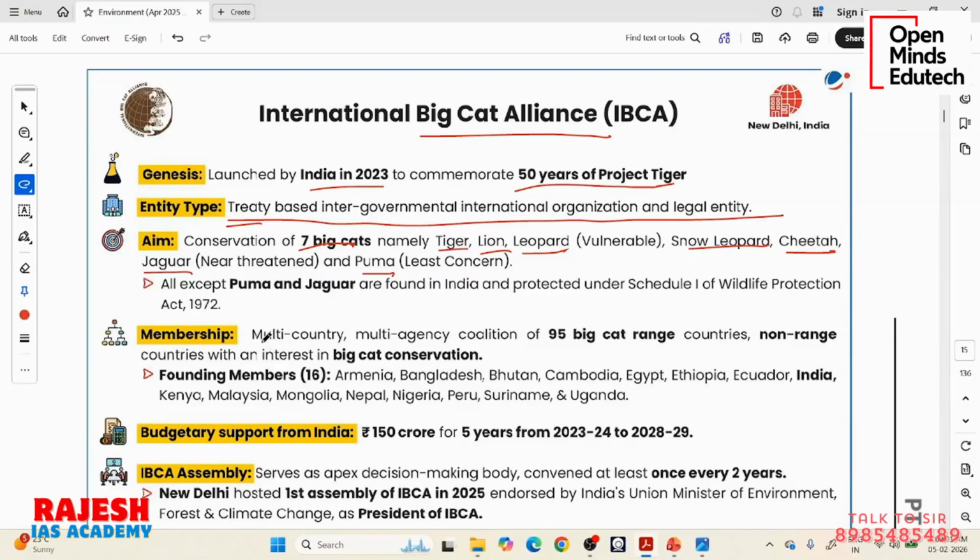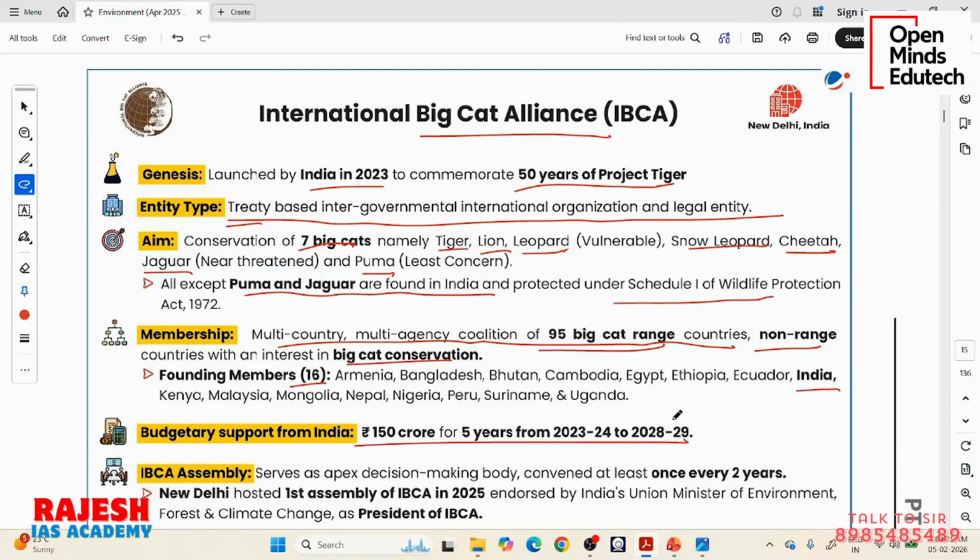So all except puma and jaguar are found in India and protected under Schedule 1 of the Wildlife Protection Act. It is a multi-country, multi-agency coalition of 95, 96 big cat range countries. Any non-range country who is also interested in big cat conservation can also be a member. There are some founding members, but right now it is a large organization. India is a founding member.